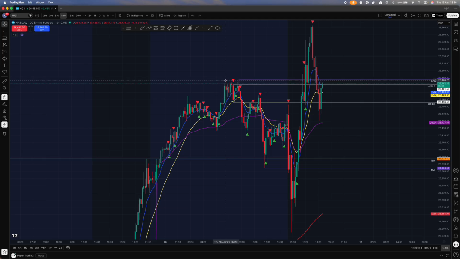When this happens, and of course London opens here, I would start to use these as my levels to be aware of and to see how price is going to react from these levels. What kind of reactions are we going to get from these levels? So yeah, this is my pre-market high.